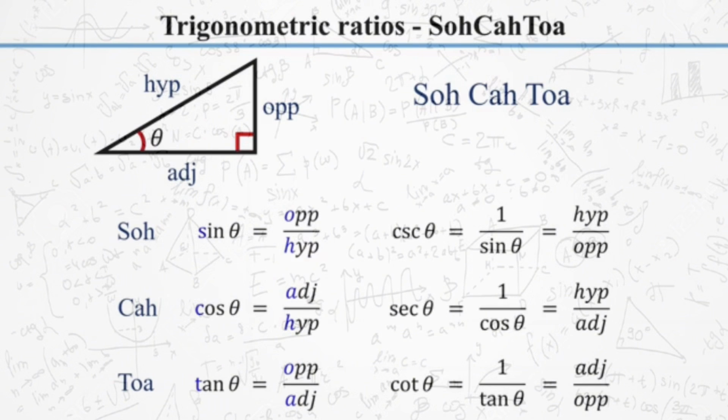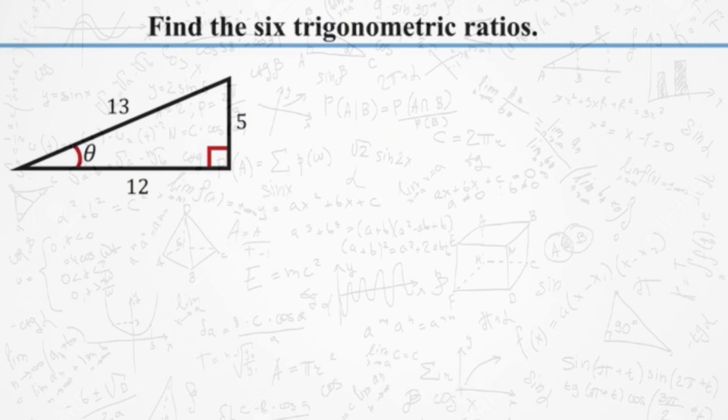Now, let's work on some examples. Find the values of the 6 trigonometric ratios of the angle theta. The first step is to label the sides with respect to the angle theta. Opposite the right angle is always the hypotenuse. Opposite the angle theta is the opposite side. The remaining side adjacent to theta is the adjacent side.